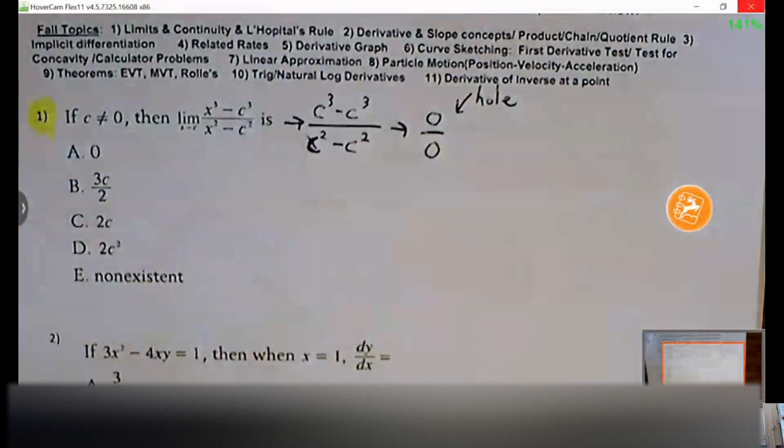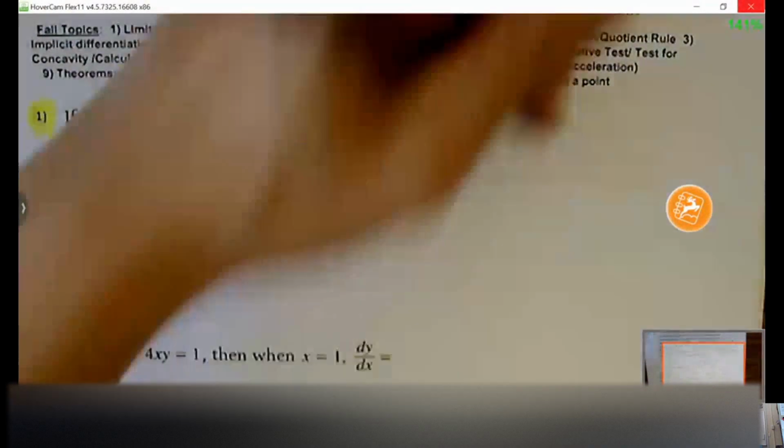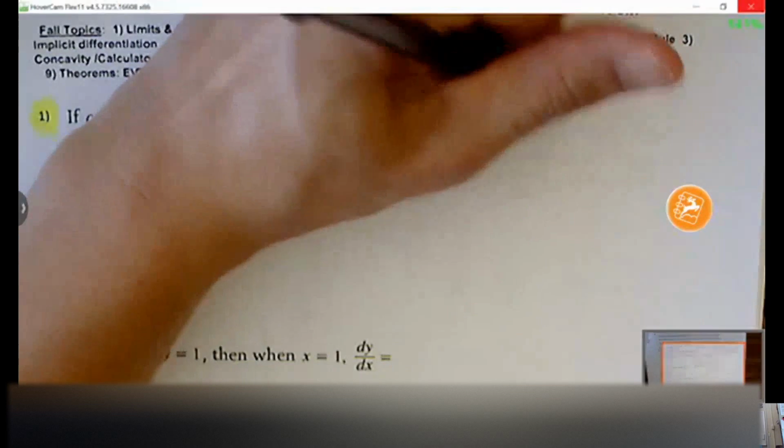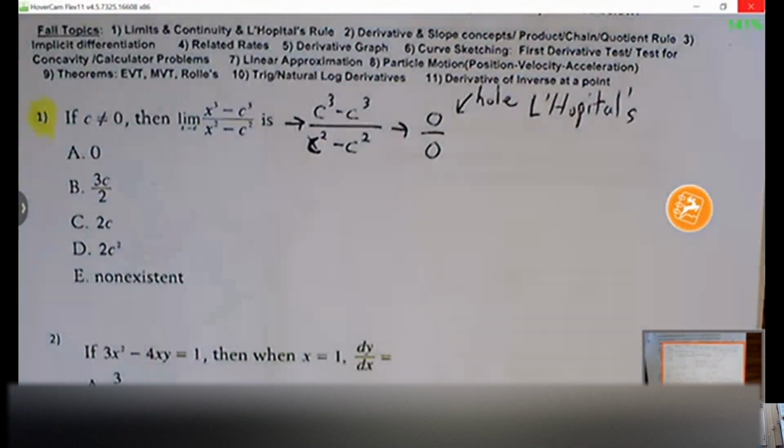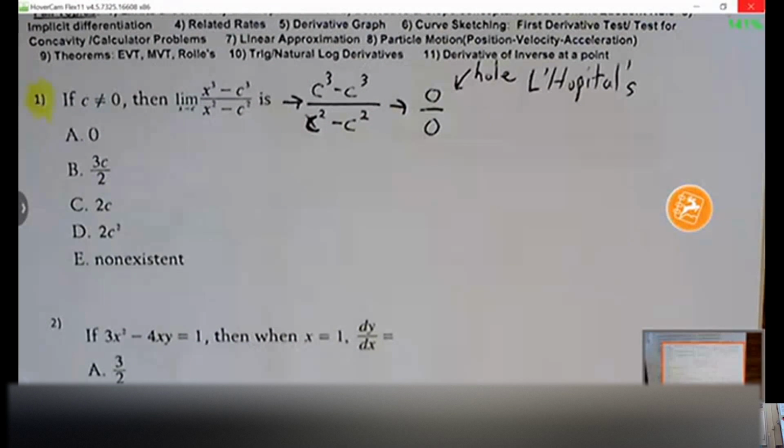And what can we apply if we see 0 over 0 for limits? L'Hopital's rule. All right, so I encourage you guys to use L'Hopital's. I mean, there are times that you may be able to factor, but L'Hopital's just is more encompassing. It can handle a wide range of all these different problems. So let's make sure we know how to do L'Hopital's.